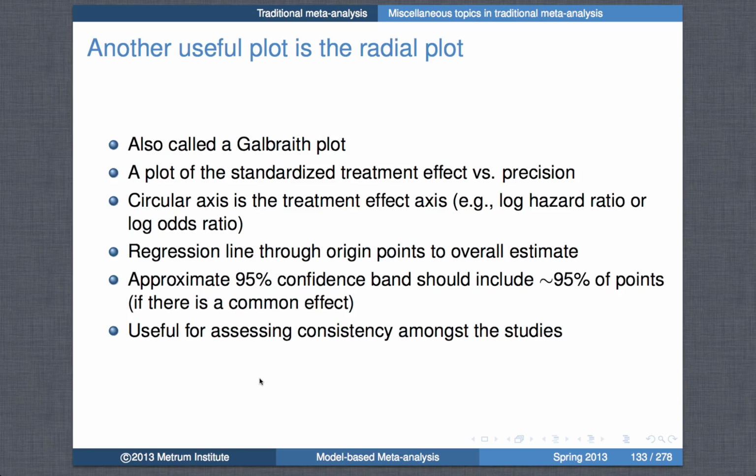And this really, in some sense, has three axes. It's a plot of the standardized treatment effect versus a measure of precision. Parts of those elements are similar to what we had in the funnel plot, but there's a third axis, a circular axis that we'll see in a second. That's the treatment effect axis. And when we fit a regression line through the data points, forcing it to go through the origin, in that particular plot it ends up pointing to the overall estimate.